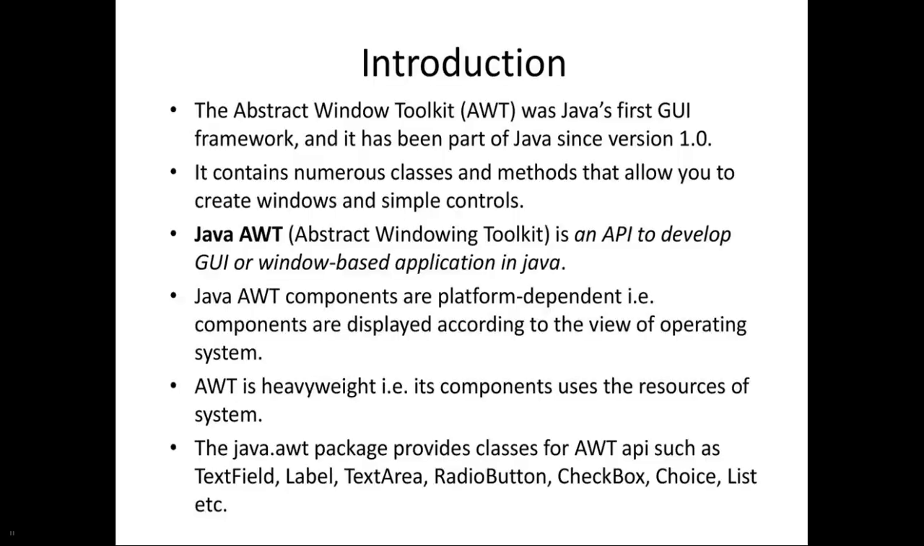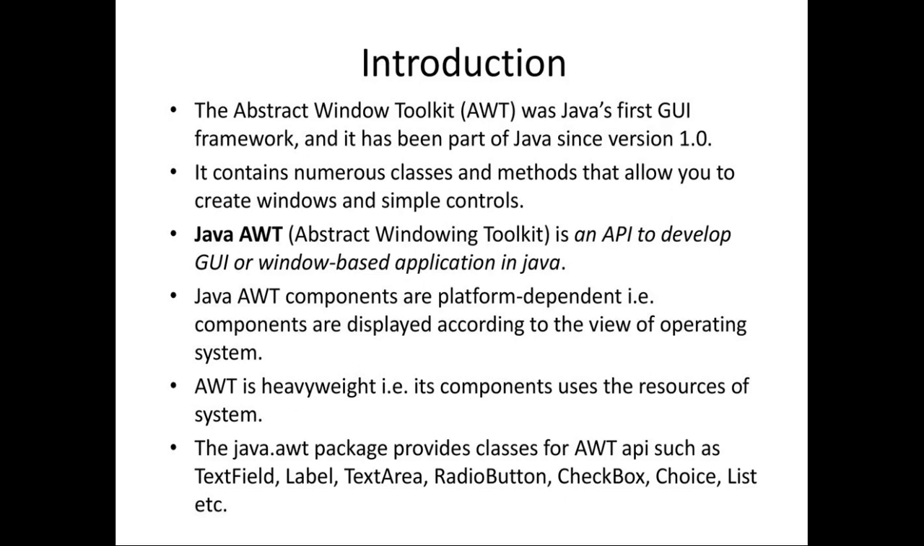Okay. Now, Abstract Window Toolkit was Java's first GUI or graphical user interface framework, and it has been part of Java since version 1.0. That means from the first version onwards, AWT is there. It contains numerous classes and methods that allow you to create windows and simple controls. Java AWT is an API, application programming interface, to develop GUI or window-based applications in Java.